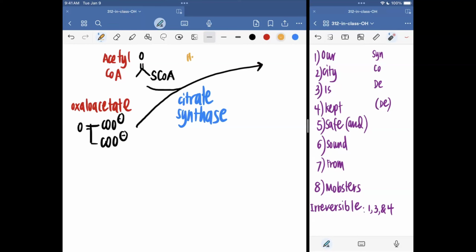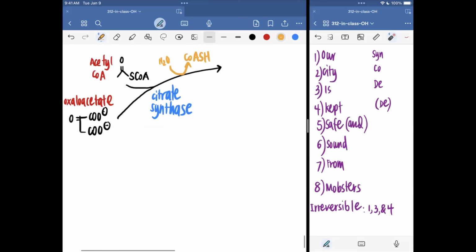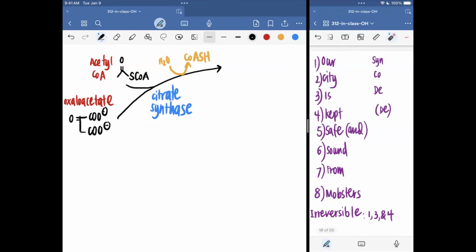And so we're going to see that water is going to be used during this reaction for the ultimate release of reduced coenzyme A. And as the name suggests, citrate synthase, we're synthesizing citrate. So our product here is going to be the citrate molecule, which has 6 carbons.